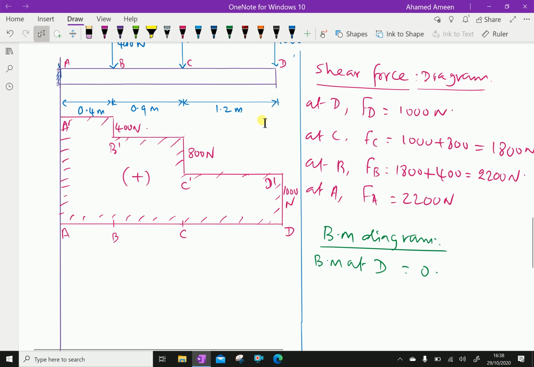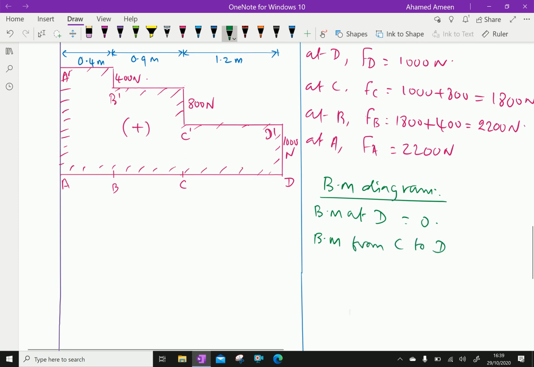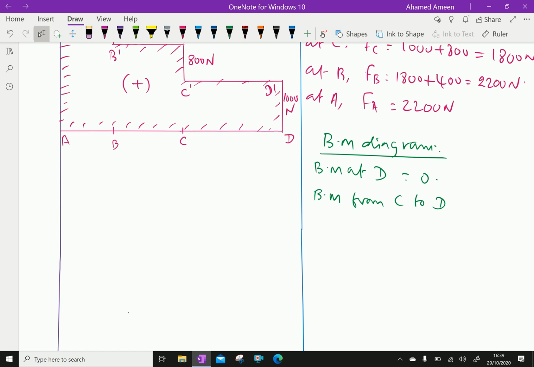Then BM from C to D: MC equals minus 1000 x, which is equal to minus 1000 into 1.2, minus 1200 Newton meter.